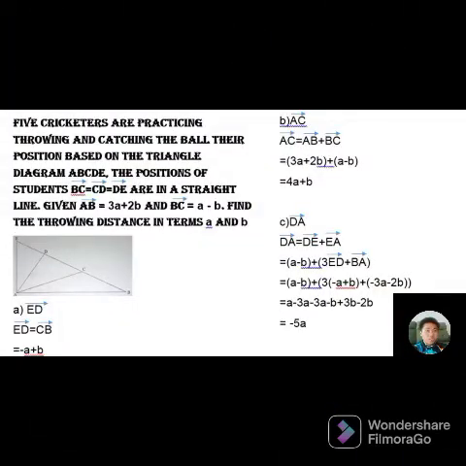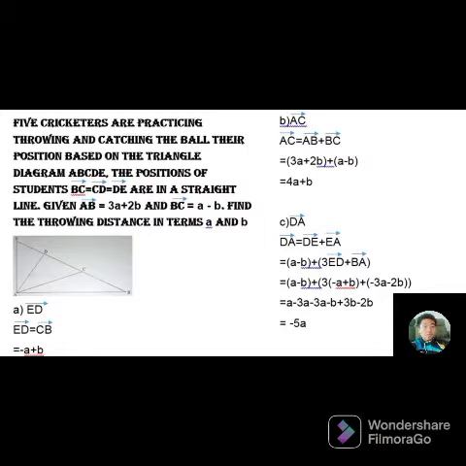Mathematical solution. Five cricketers are practicing throwing and catching the ball. Their positions are based on the triangle diagram A, B, C, D, E. The positions of students B, C, D, E are in a straight line, with BC equal to CD equal to DE. Given AB equals 3a plus 2b and BC equals a minus b. Find the throwing distance in terms of a and b.